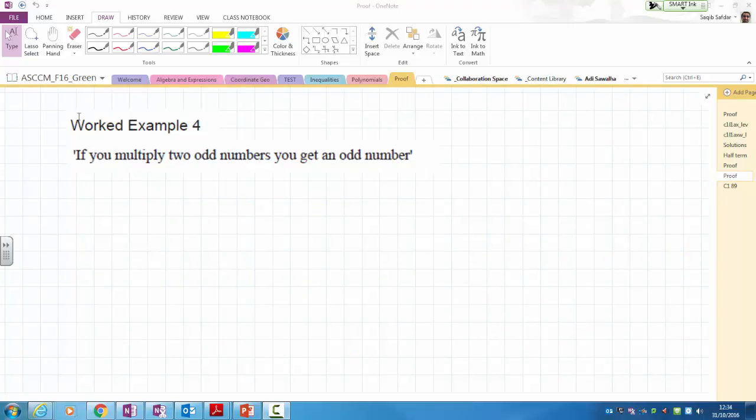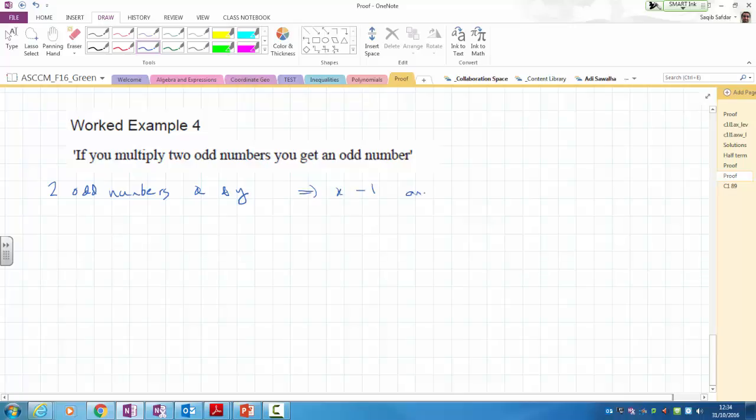And it goes like this. So let's take two odd numbers. It's quite interesting how you can do it this way. Two odd numbers, x and y. Then it follows that x minus 1 and y minus 1 are both even. Notice how I'm explaining it. I'm not assuming the examiner knows what I'm doing. I'm actually saying that they are even or they're odd.